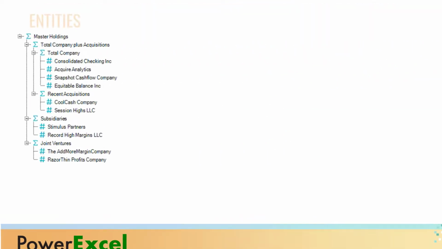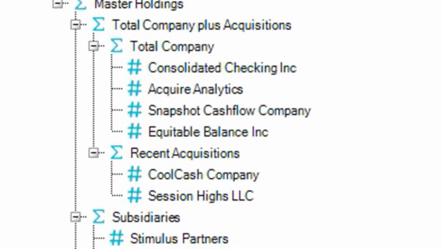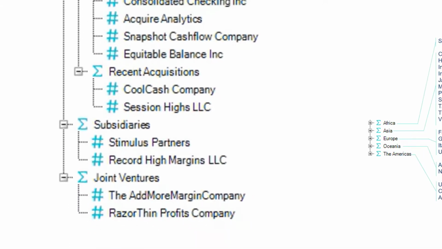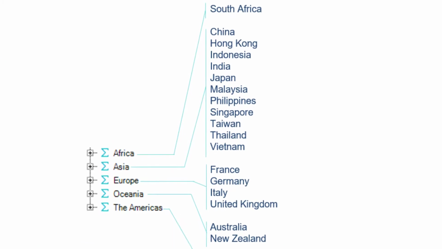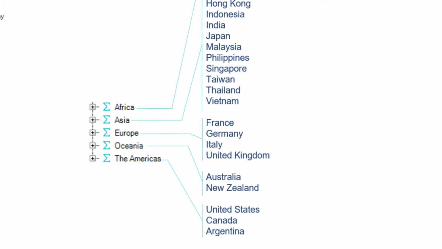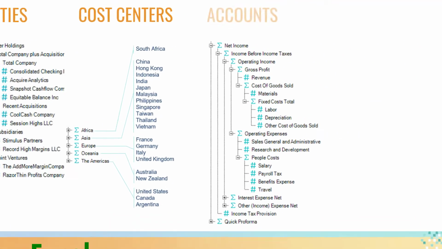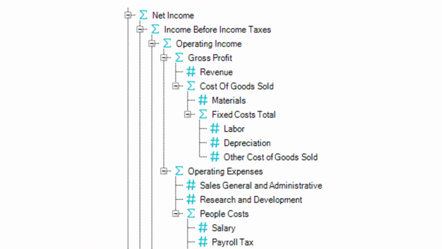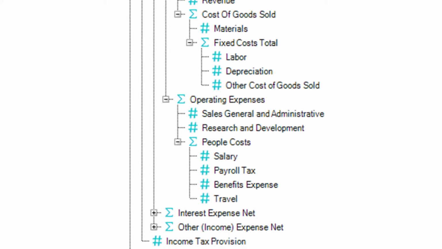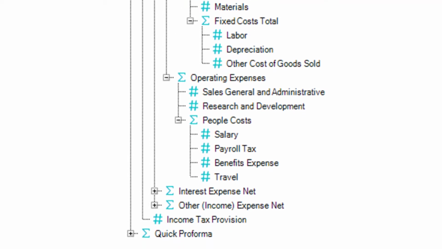You may have multiple entities with a base business and recent acquisitions and perhaps some joint ventures. Perhaps you have cost centers located around the world with people responsible for those both regionally and locally. You are likely to have an account roll-up that takes you from revenue to cost of goods sold through operating expenses that drive your operating income, gross profit, and net income.